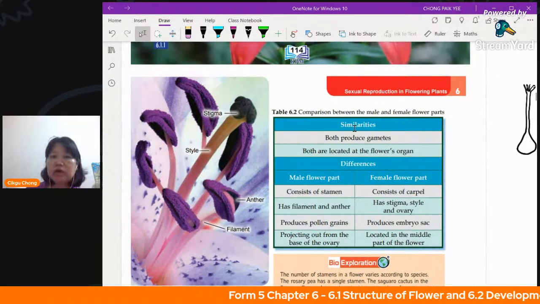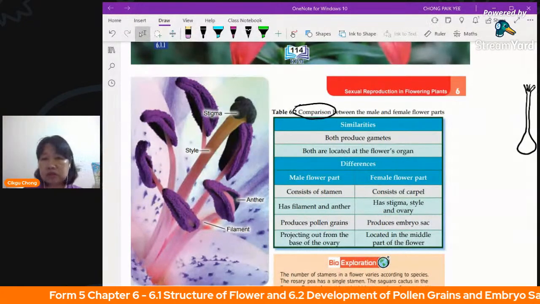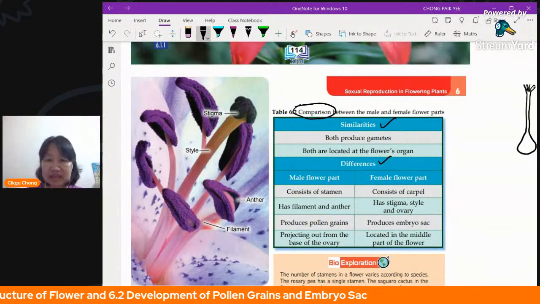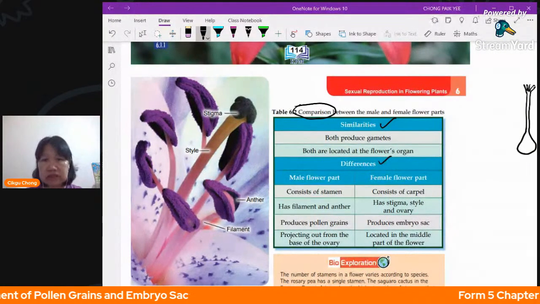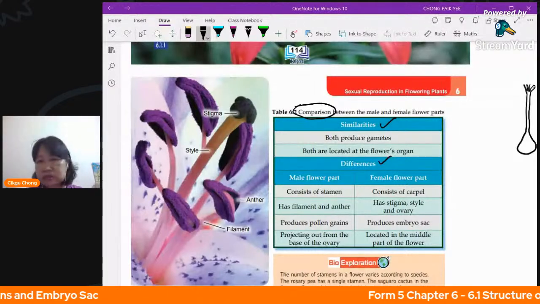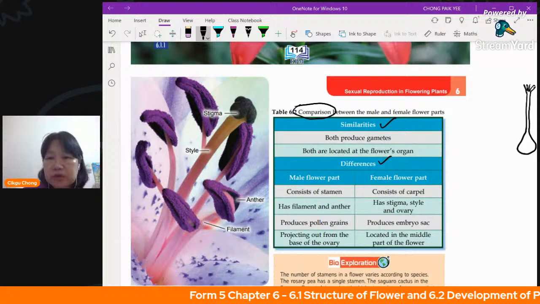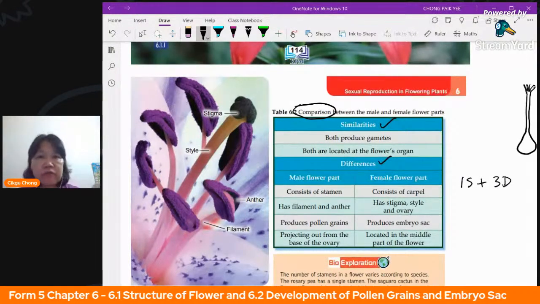Always remember, compare and contrast. When the question asks you to compare and contrast, always remember to give similarities and differences. At least one similarity. Otherwise, you'll be losing marks because there's no similarity. Most people will just concentrate on the differences. But in the scheme, we normally get 1S plus 3D, for example, if the question is only 4 marks.